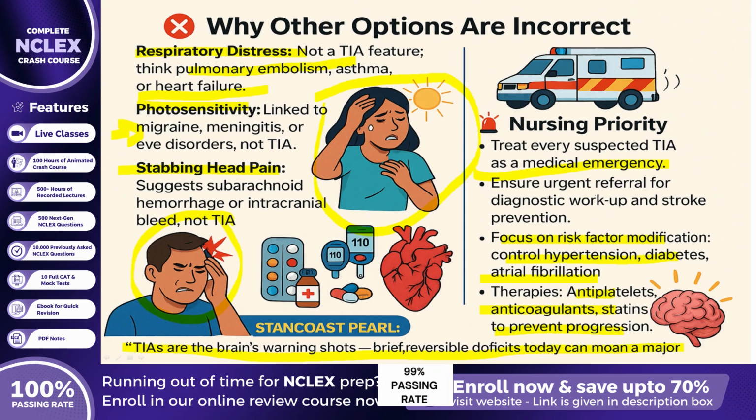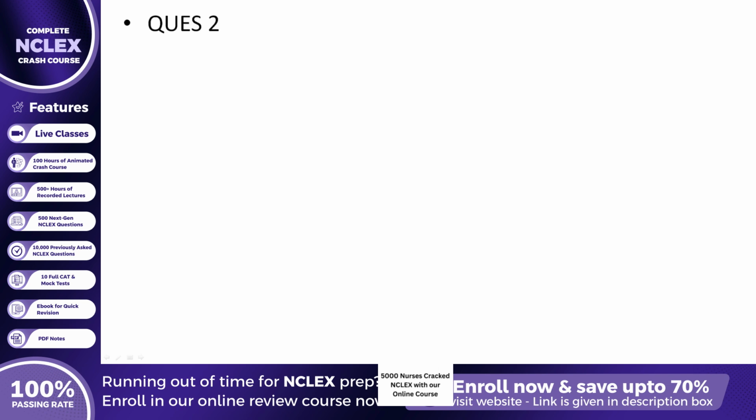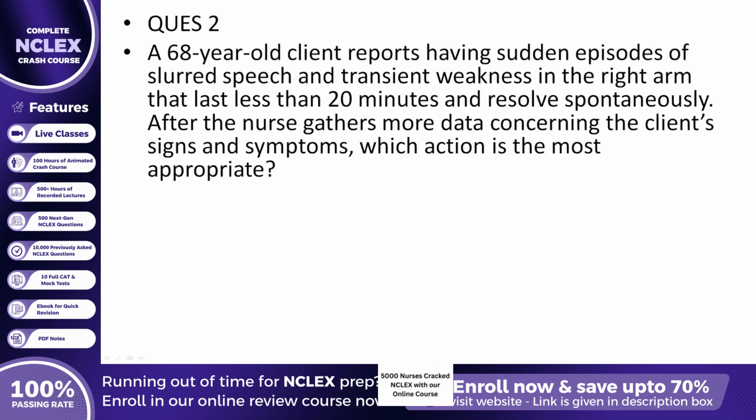Let us continue with the next clinical reasoning scenario, which challenges your ability to prioritize immediate nursing actions in the face of subtle but high-risk neurological symptoms. A 68-year-old client reports experiencing sudden episodes of slurred speech and transient weakness in the right arm, each lasting less than 20 minutes and resolving on their own. After gathering more data about the client's symptoms, the critical question is, which nursing action should be taken next?